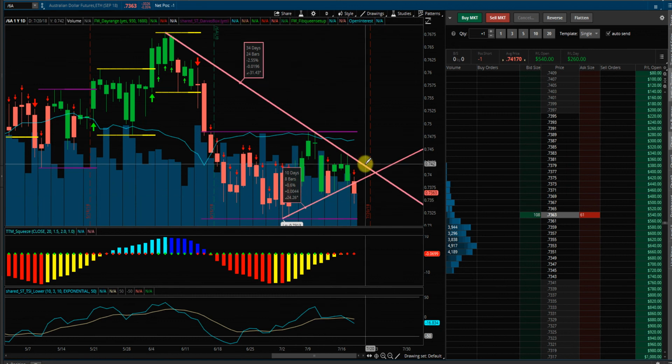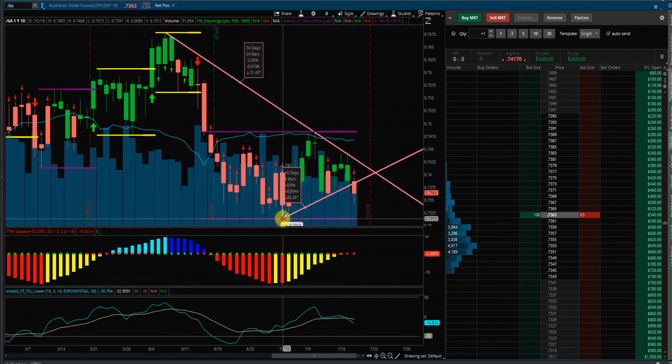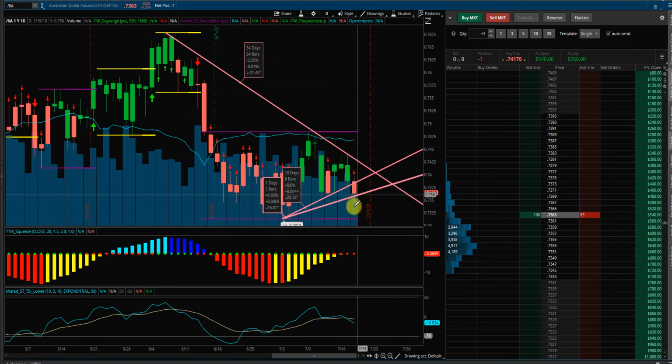So you have this from this support right here, and then you have another one, which is this one right here. And this is where the Aussie's at. So let's see how it pans out.